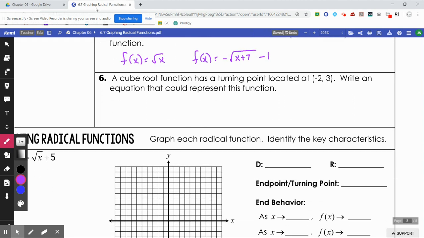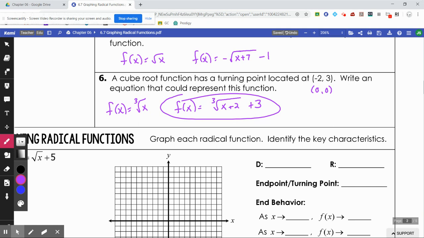The cube root function is your parent function on this next one. The cube root of x has a turning point at -2, 3. So what does that mean? It means it's been shifted left. It used to be at 0, 0. However, it's been shifted left 2 and up 3. So for my new function, let's shift it left 2, so that's going to be an x plus 2. And then we're going to shift it up 3, so we're going to add a 3 on it. Write an equation that could represent this function. That is your new function.